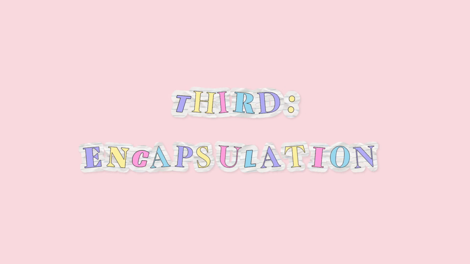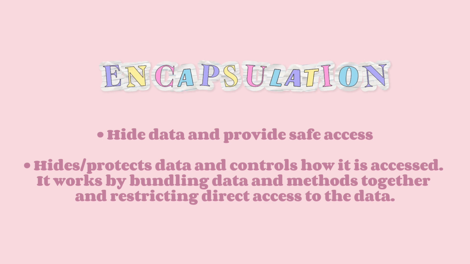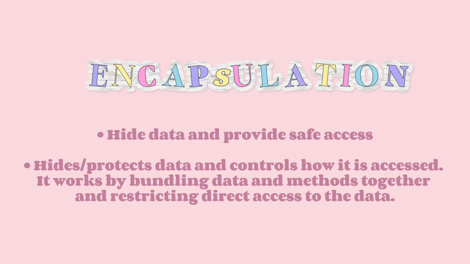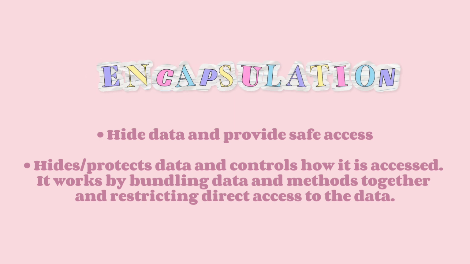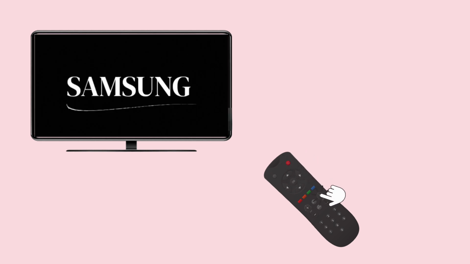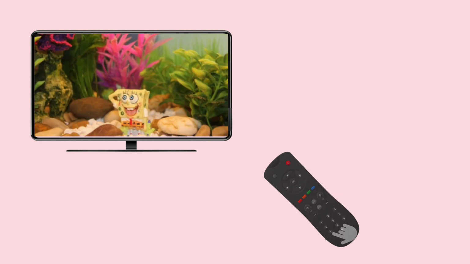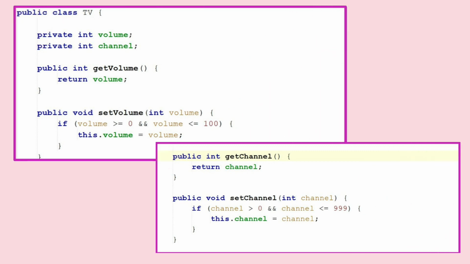Lastly, we have encapsulation. Encapsulation hides or protects the data and controls how it is accessed. It works by bundling data and methods together and restricting direct access to the data. The remote has buttons that control the TV settings. You cannot see or touch the TV's internal circuits, and pressing buttons like volume up or channel 7 safely interacts with the TV. And here's the Java code for encapsulation. As you can see, we have hidden or private data that can be only accessed through the public methods.